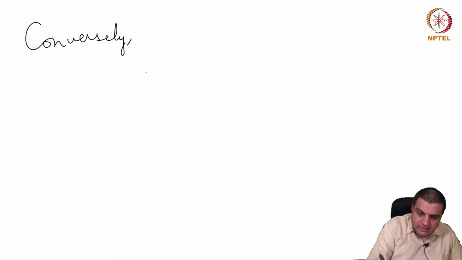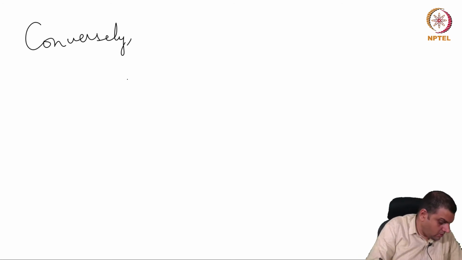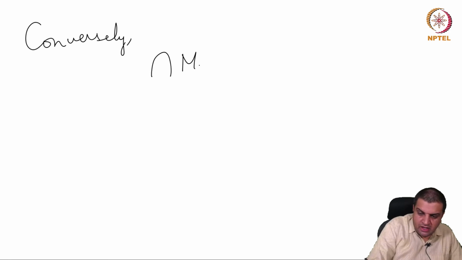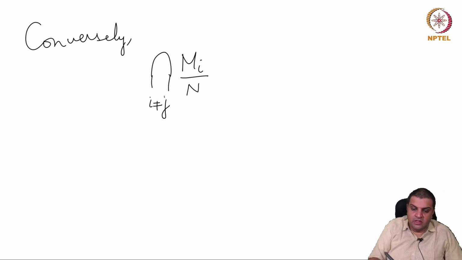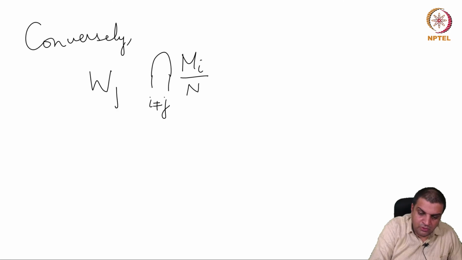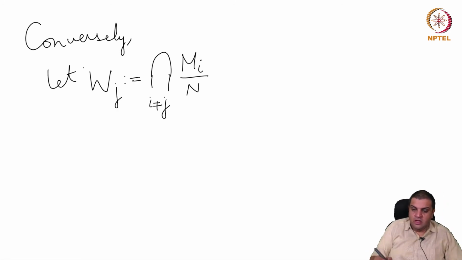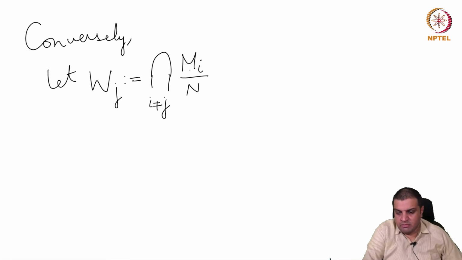So let's look at the intersection of Mi over N, for i different from j. Call this module Wj. Now each Mi contains N, so Mi mod N is inside M mod N, and the intersection is therefore also inside M mod N.